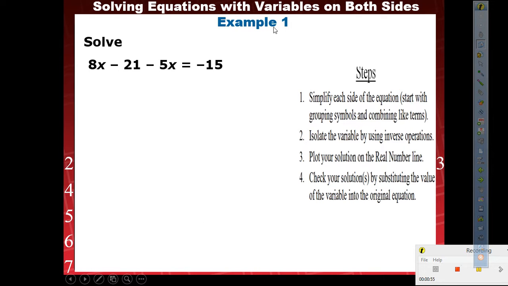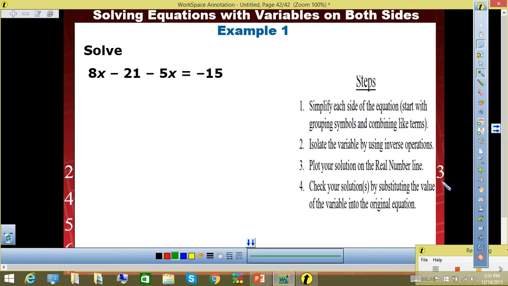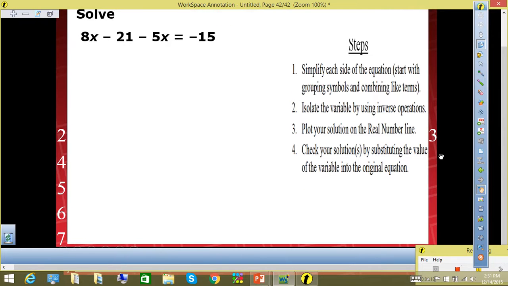Copy this example. Example 1: 8x minus 21 minus 5x equals negative 15. We're going to do this one together, and some of these you already know how to do, but I'm going to go over these again with you so we can start warming our noodle up, and then from there get to the funner parts.